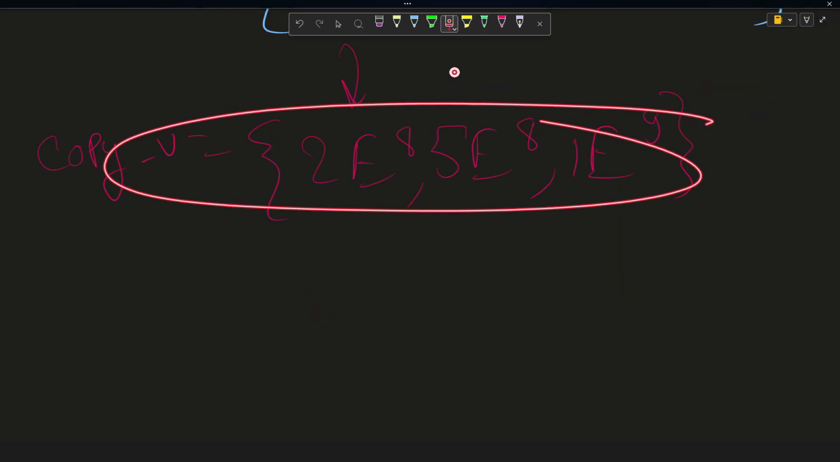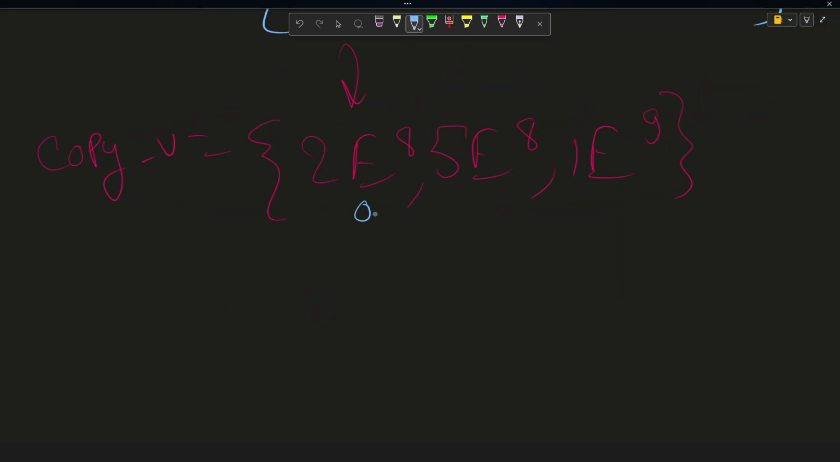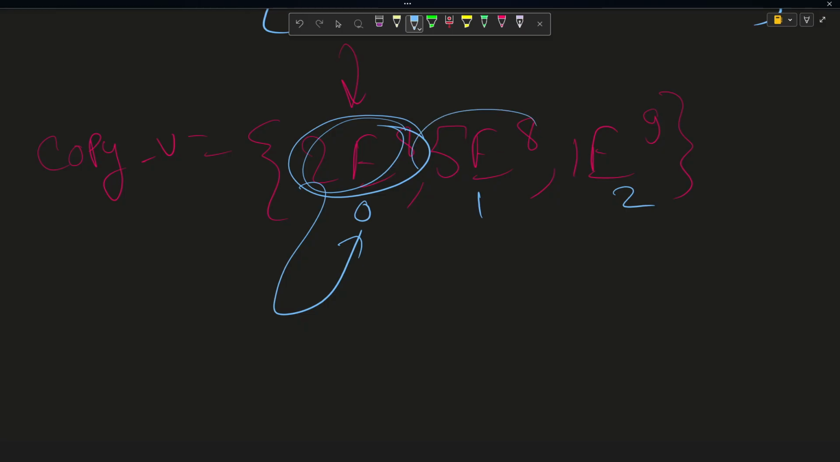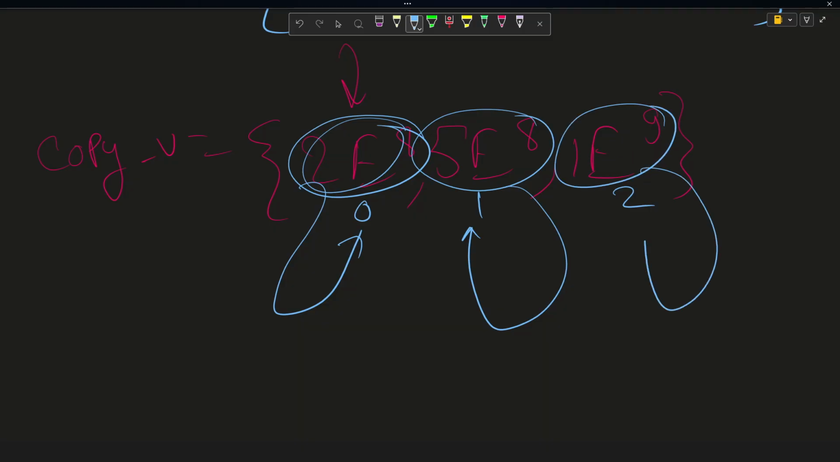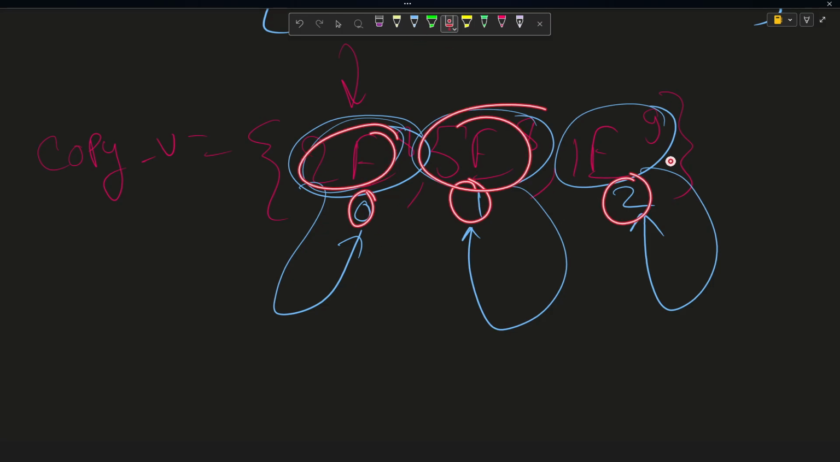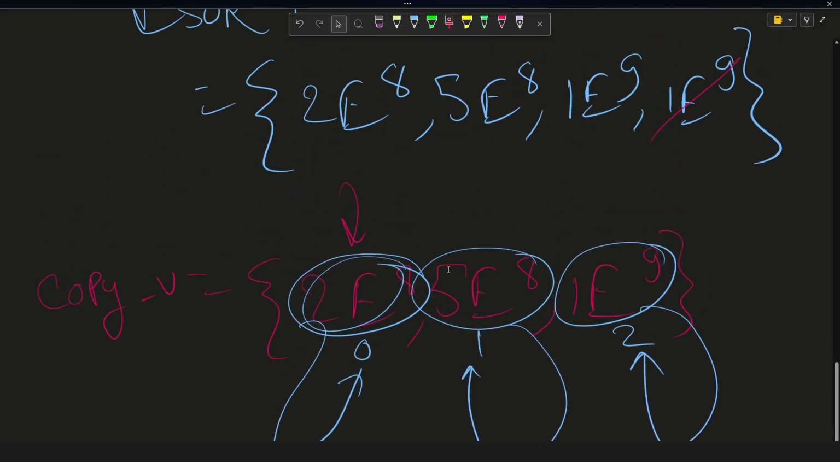So this is my current status. And now this is my 0th index, this is my first index, and this is my second index. So it means that instead of using this 2e8 value, I will simply use this 0 value because this is unique for this 2e8. Similarly, instead of using this 5e8 value, I will use this 1 value. And similarly, instead of using this 1e9 value, I will simply use this 2 value. So you can think of it like this: 0 represents this, 1 represents this now, and 2 represents this now. So keep this in mind.